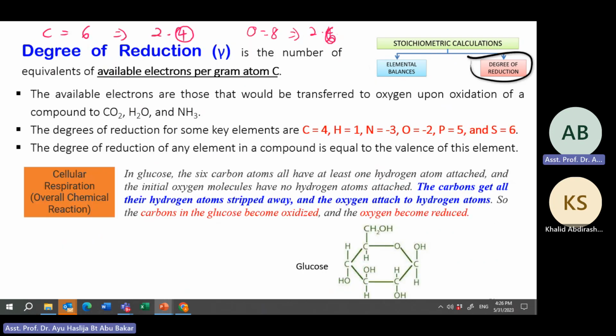Okay, I proceed to the degree of reduction, where the degree of reduction is equivalent to the available electron per gram atom C. Atom C, not the whole component. Okay, let's say glucose, it has C6H12O6. So the degree of reduction is the available electron per gram atom C only.